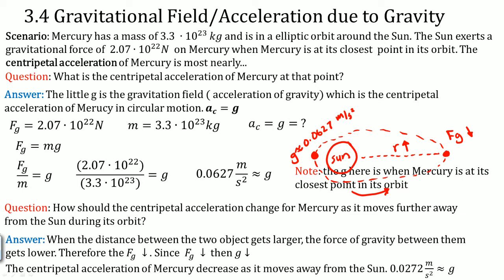At its farthest point in its orbit, the centripetal acceleration of Mercury is 0.0272 meters per second squared. These are all real numbers, the real values of the centripetal acceleration of Mercury. Please note that this is an elliptical orbit. That is the reason why there are two different values for the centripetal acceleration. One value is for when it's at its closest point, and one value is for when it's at its furthest point. When it is a circular orbit, the r is one value, so there's only one value for the centripetal acceleration. There you go.